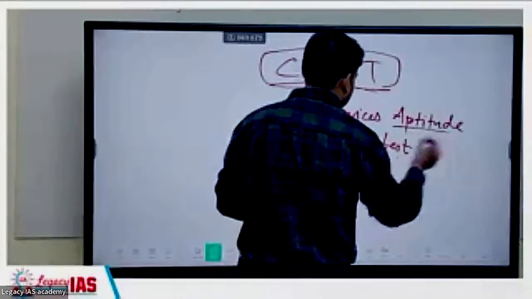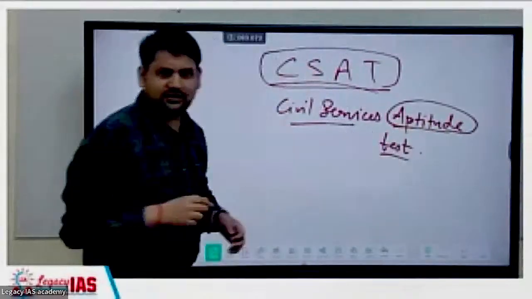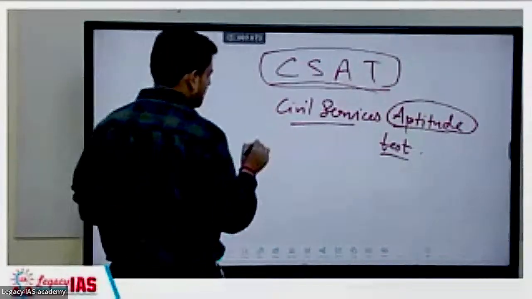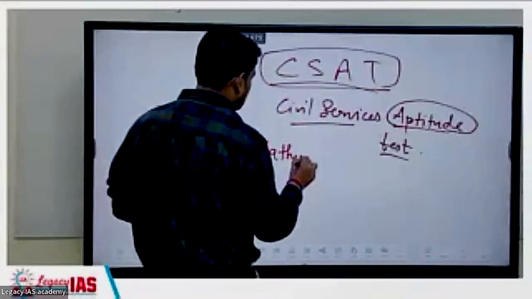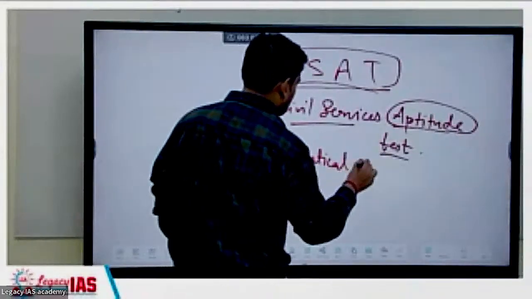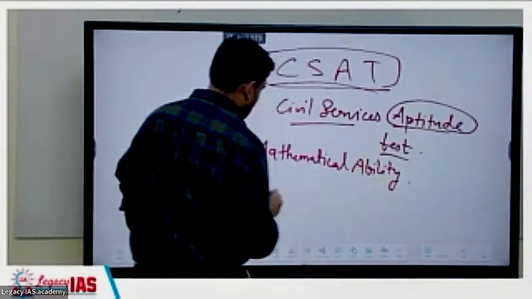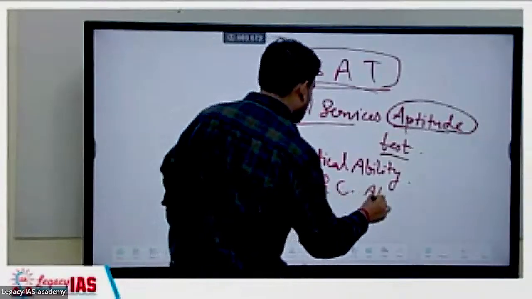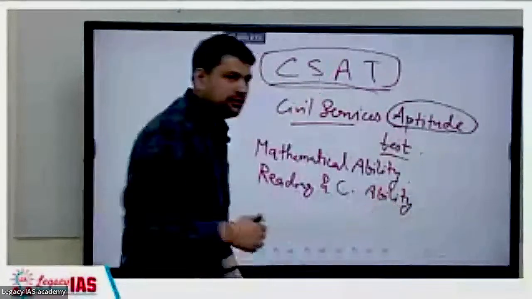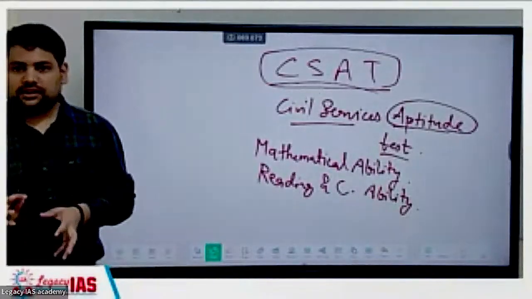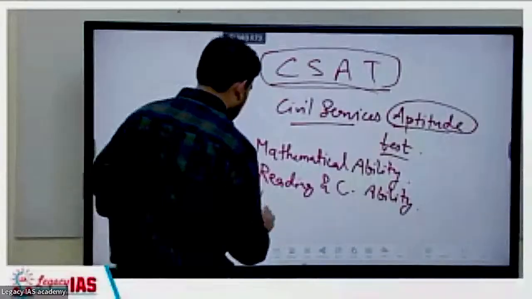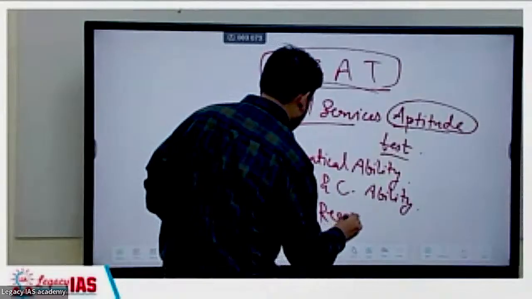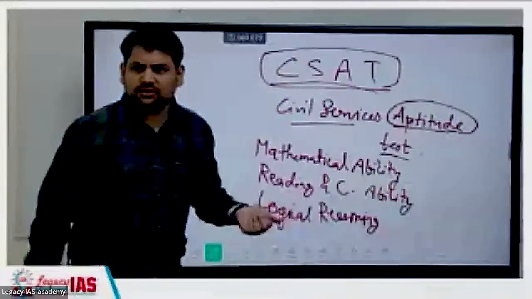Okay. See, first of all, aptitude. So this basically tests three things. First is your basic mathematical ability. Then your reading and comprehending ability. How well can you read a text and comprehend? And the last part is logical reasoning. How well can you reason? These are the three parts to it.